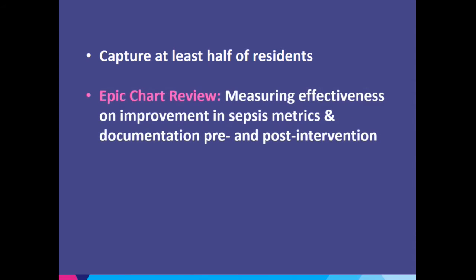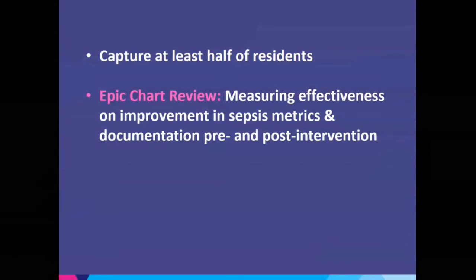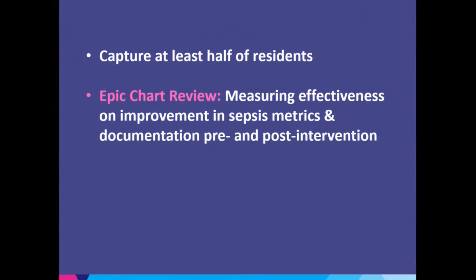Some attendings are sending out individualized emails, but nothing's really working. So my next steps are trying to capture at least half of the residents. I did capture a quarter so far. Going over the EPIC chart review, we're in the process of looking at all of our EPIC charts and seeing how many times we met these bundle criteria, and we're going to really focus on the residents that we've done the intervention on and look at how their documentation is before and after.